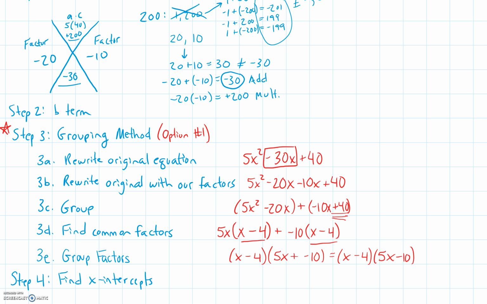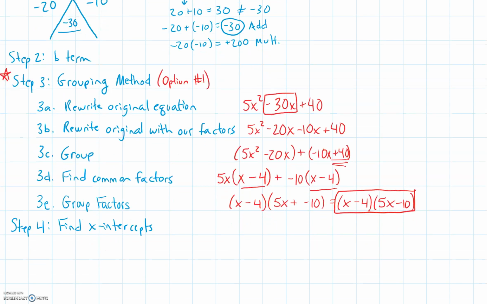So if we were to take a look at these and distribute them, we would end up with the original equation, the one we started with at the very top. So now to find the x-intercepts, that's the whole goal of this factoring, is for us to find the x-intercepts of the quadratic, so where it crosses the x-axis. X minus 4 equals 0, and then 5x minus 10 equals 0 is our method of finding the x-intercepts, because we know that really this is like the y value equals 0.